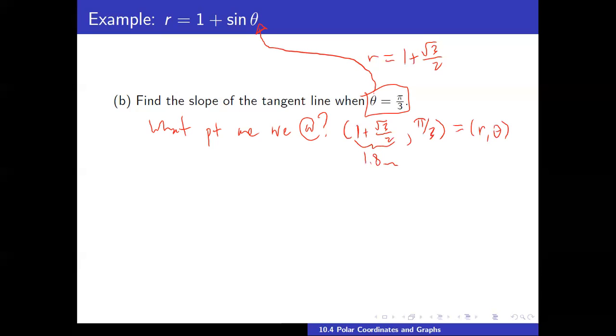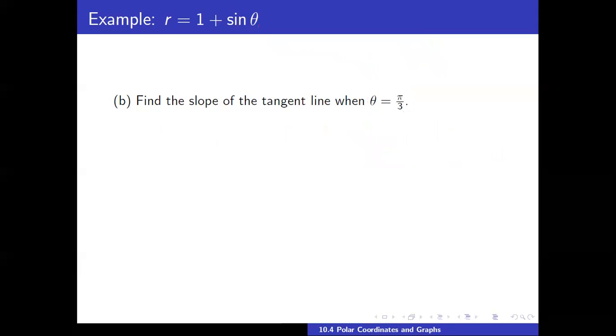Does that make sense? Which quadrant are we in, by the way? Quadrant 1. The radius is positive, and the angle sits in quadrant 1. We're at 60 degrees. So the point we're at is r, theta equals 1 plus square root of 3 over 2, comma pi over 3, in quadrant 1.